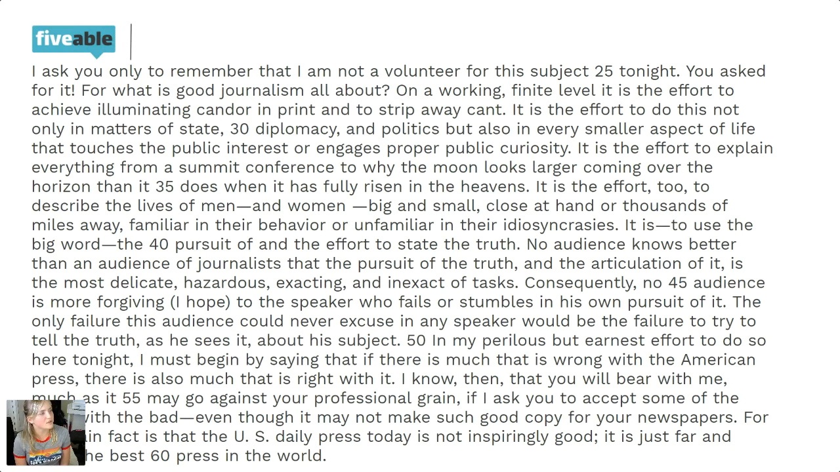It is the effort to describe the lives of men and women, big and small, close at hand or thousands of miles away, familiar in their behavior or unfamiliar in their idiosyncrasies. It is, to use the big word, the pursuit of, and the effort to state, the truth. No audience knows better than an audience of journalists that the pursuit of this truth and the articulation of it is the most delicate, hazardous, exacting, and inexact of tasks.